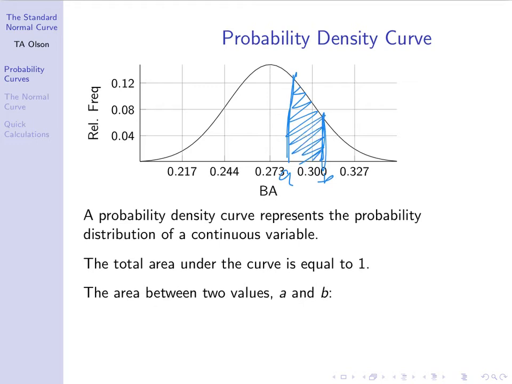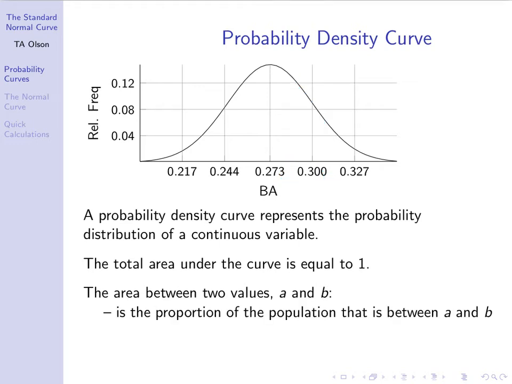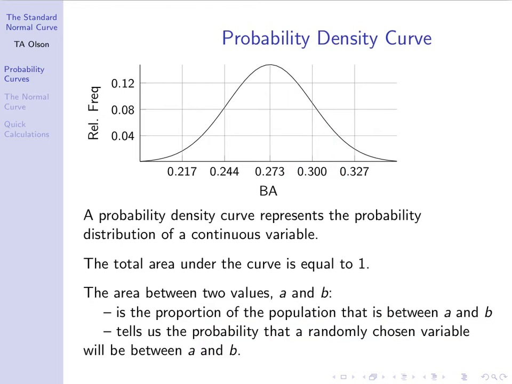And if I want to know the area between two values, say A and B, because this is a really nice understood curve, this area that I can calculate is the proportion of the population that's between the A and the B that I've chosen. And it also tells me the probability that any random data point I choose is going to be between A and B. So if I can find these areas between A and B using this really well-known curve, it'll tell me these two things.